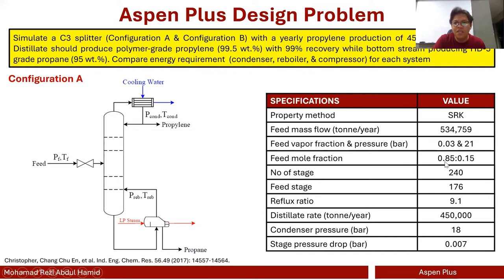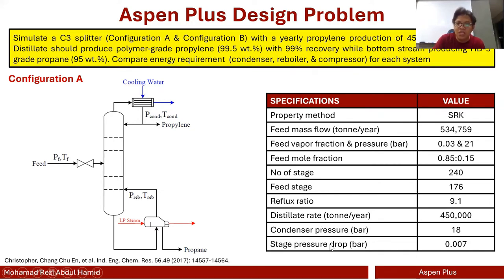The mole fraction of the feed is 85% propylene and 15% propane. Stages: 240, as I mentioned. C3 splitters having more than 200 stages are quite common. The feed enters at stage 176. Reflux ratio is 9.1. Distillate rate, 450,000.